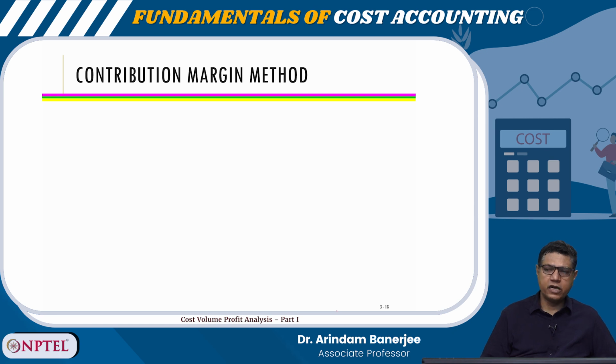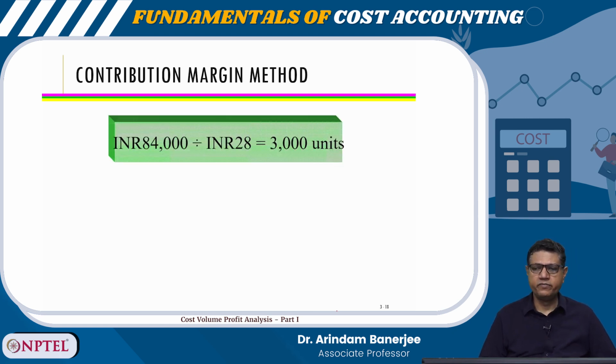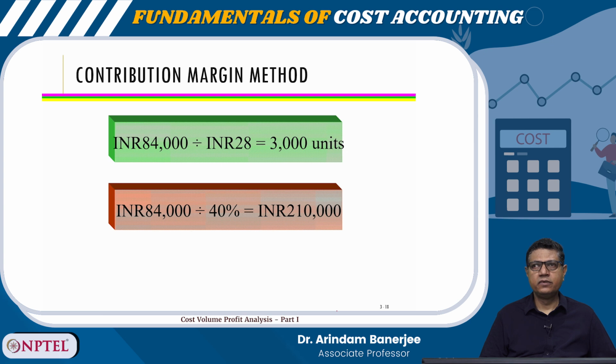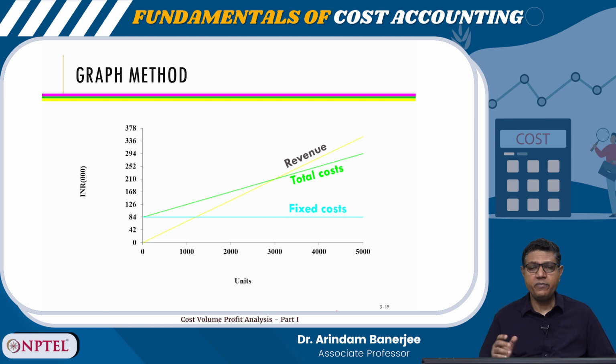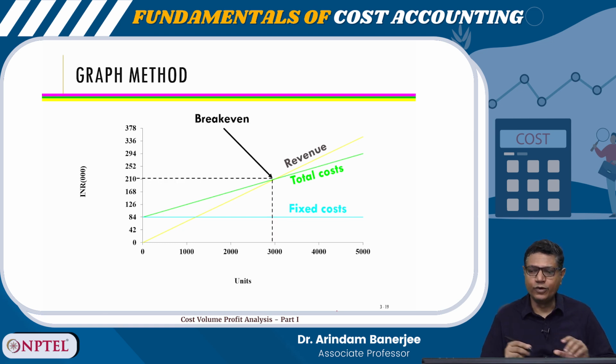Now the contribution margin method. What is the formula for contribution margin? The contribution per unit divided by sales price per unit into 100. In our example, we calculated it as 40%. So, in this example, what is the break even sales? 84,000 divided by 40% is 2,10,000. If I put it in a graph, the graph will look like this.